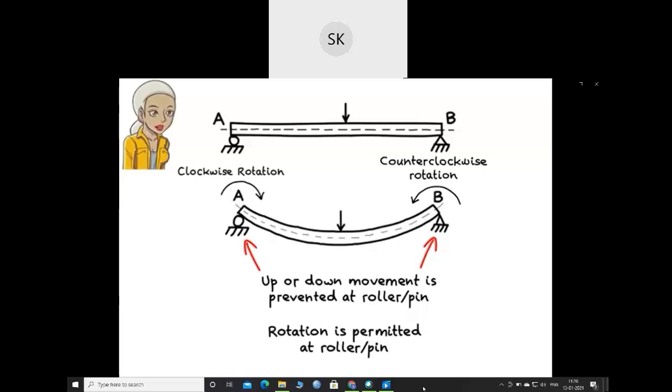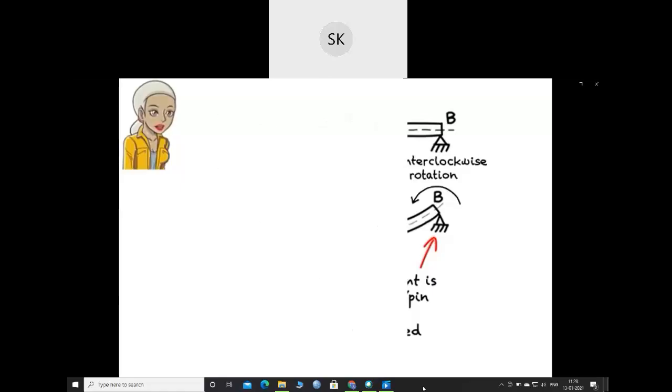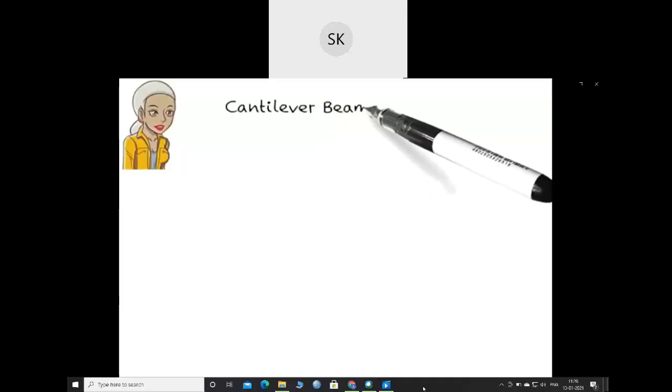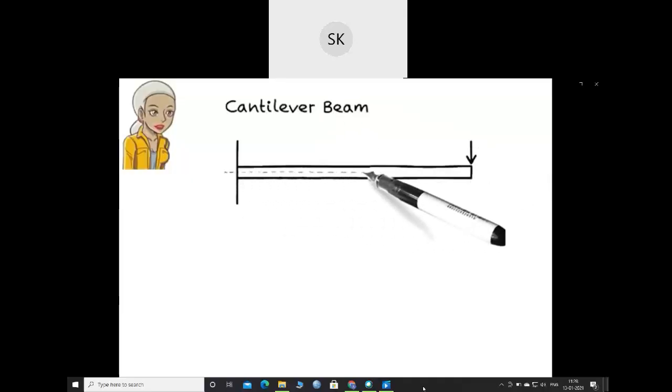So a pin connection or a roller connection prevents deflection but allows rotation in beams. How about a fixed support? How does it affect beam deformation? A fixed support prevents both deflection and rotation at the point of contact.